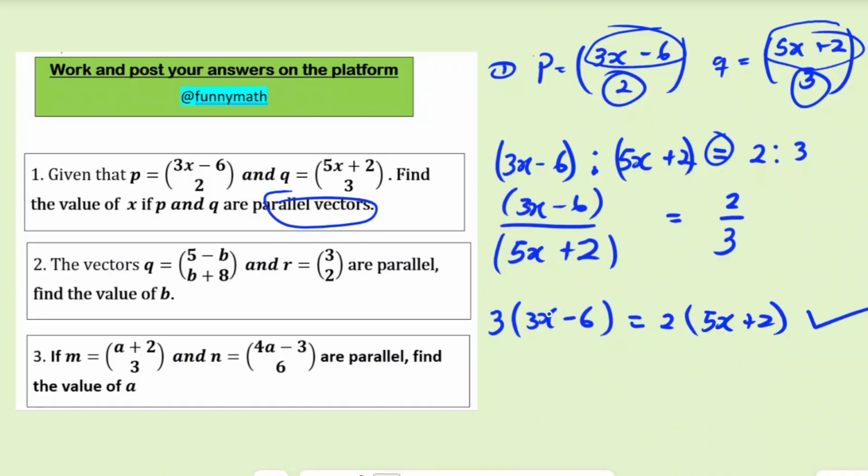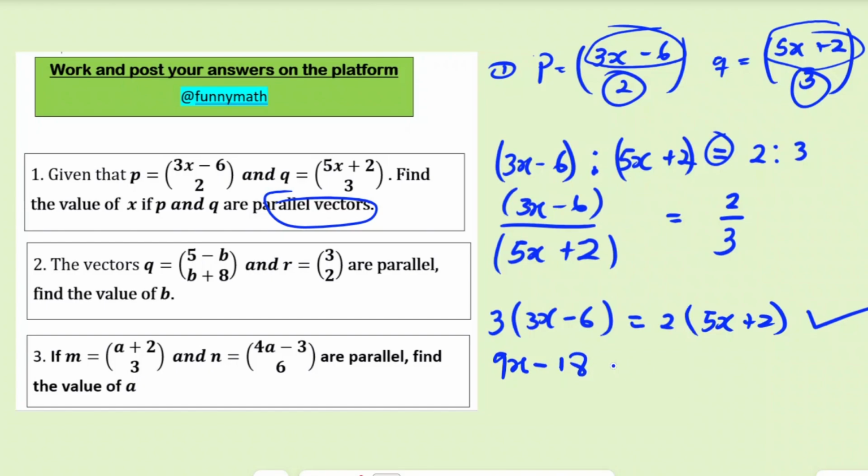So you can also revise on equations. You know how to solve equations like this. So now let's continue. I have to expand to remove the bracket by multiplying the coefficient by the terms in the bracket. So I have to multiply 3 by 3x, 3 by negative 6. So 3 by 3x is going to be 9x. So I'll multiply 3 by negative 6, that's going to be negative 18.